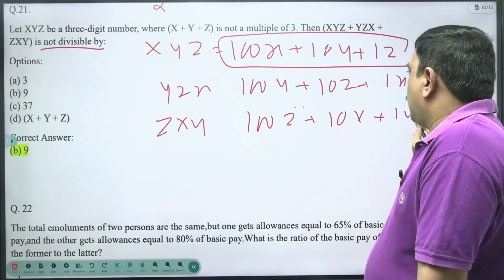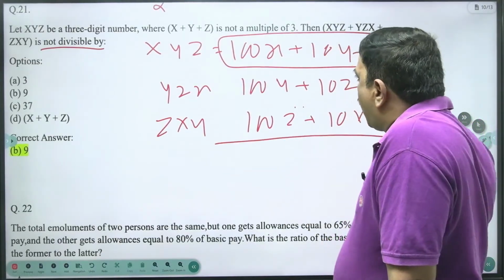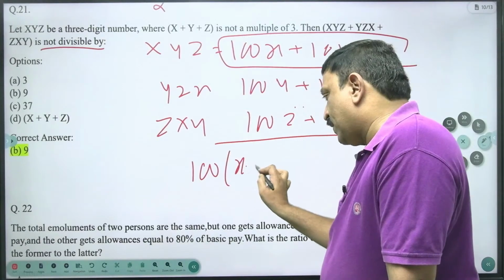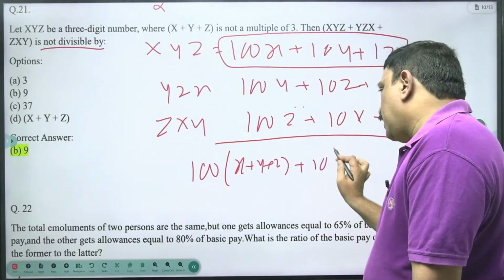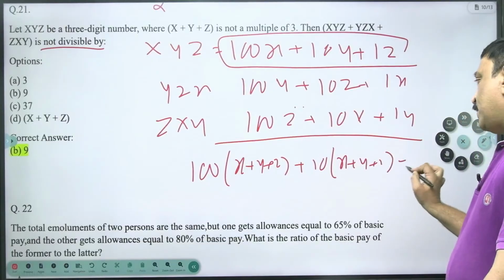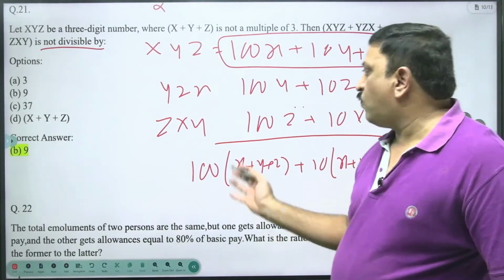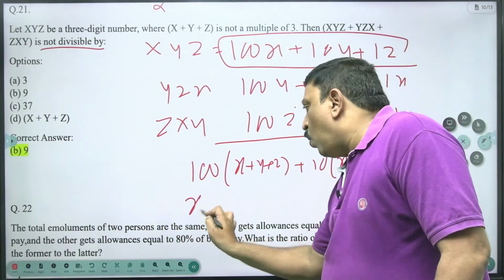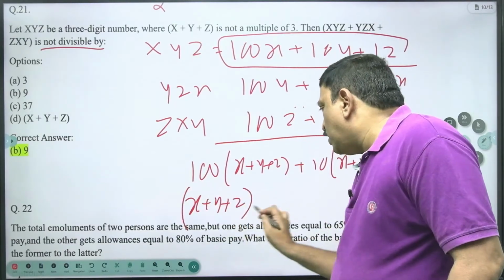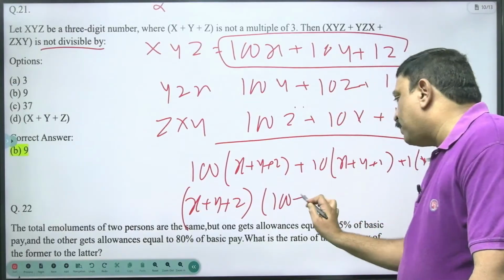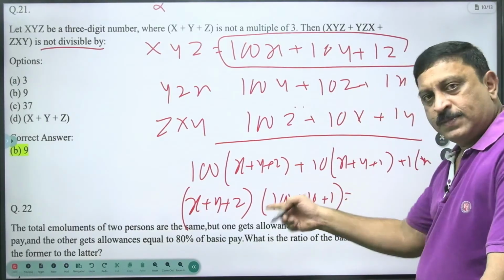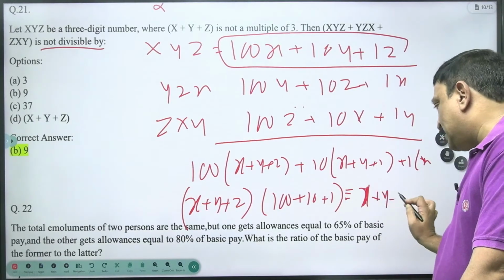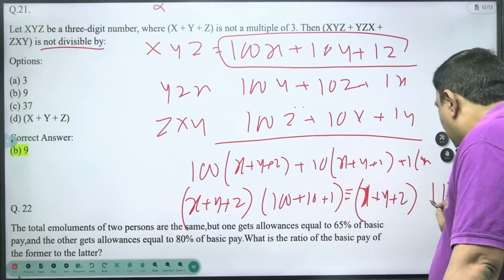If you add all of them, 100 is common for x plus y plus z. Similarly, 10 into x plus y plus z. Similarly, 1 into x plus y plus z. So what we infer here is that we take x plus y plus z common, and overall it is x plus y plus z into 100 plus 10 plus 1, which is 111. So in product we got x plus y plus z into 111. This is the number.